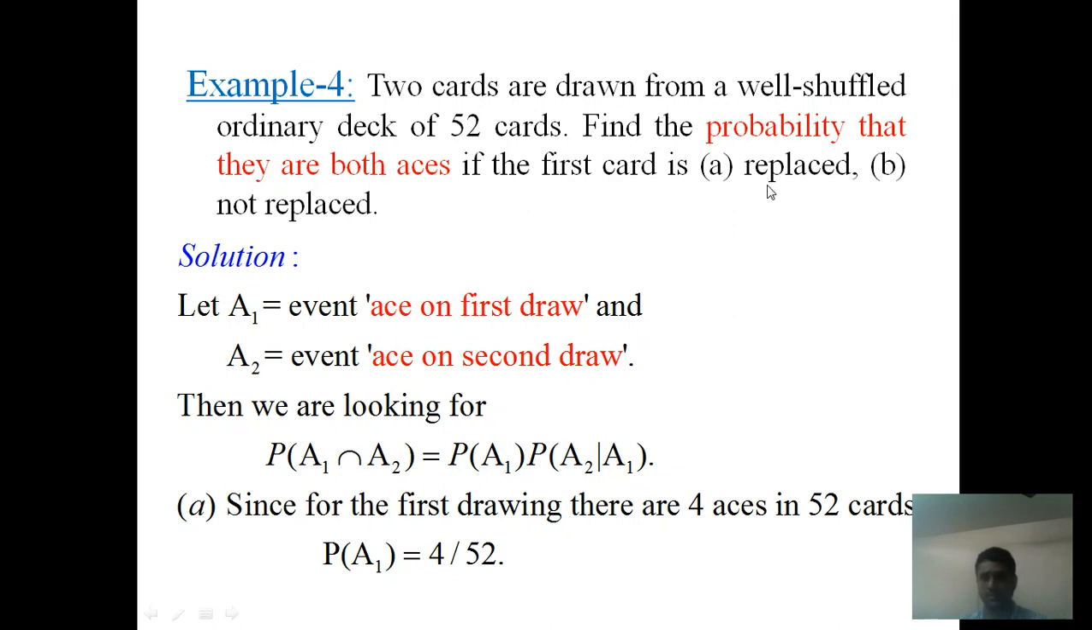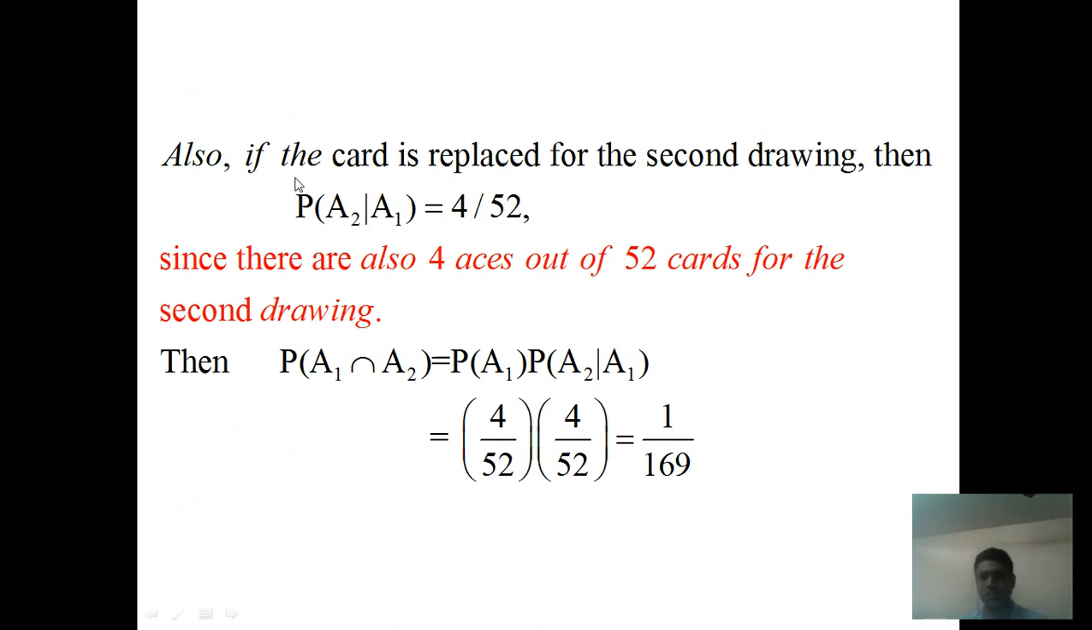So we have to consider the first option. Since for the first drawing there are 4 aces, definitely in 4 suits each and every suit has 1 ace, so there are a total of 4 aces in 52 cards. So the probability of getting an ace on the first draw is 4 divided by 52. Also, in the first option, if we pick the first card as an ace, then we have to replace that card. So for the second drawing, the probability of A2 given A1.